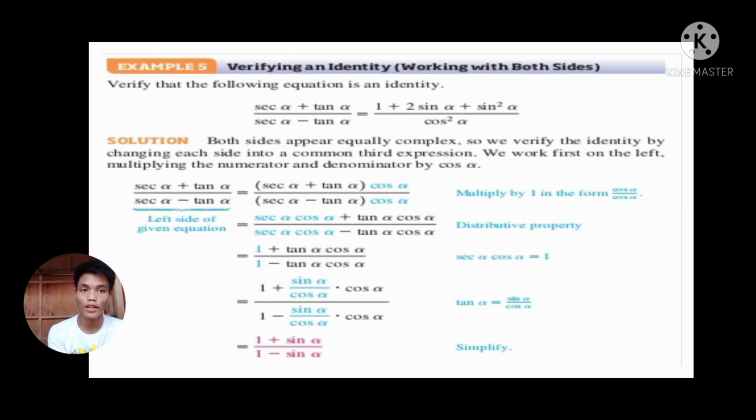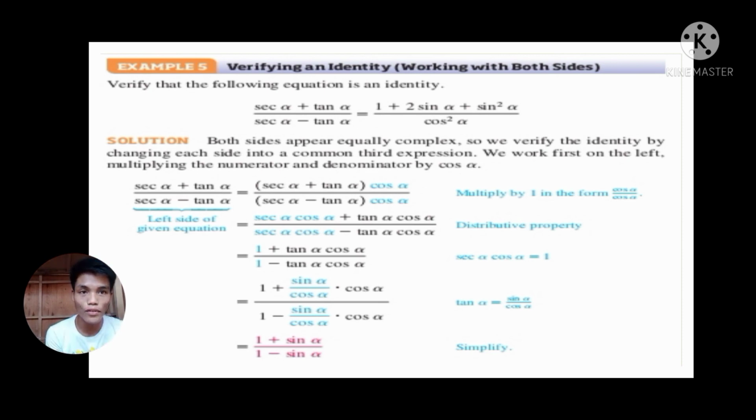So in the right side, tan A is equal to sine A over cosine A. That is why we multiply it by sine A. So what we are going to do now is simplify. So 1 plus sine A over 1 minus sine A is the simplification of the given situation. Cancel out the cosine in the numerator and the denominator of the cosine. That is why we have 1 plus sine A over 1 minus sine A as the remaining simplification. So that is the example 5 on how we are going to work with both sides.